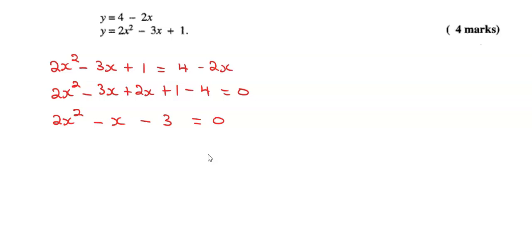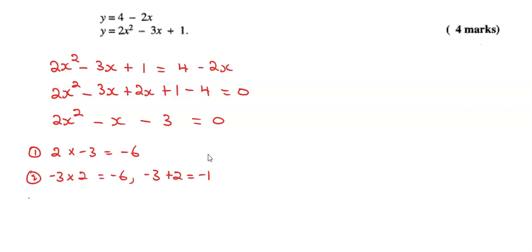So we have 2 multiplied by negative 3, and that is equal to negative 6. That is our step 1. Step 2, what two numbers multiply to give us negative 6 but at the same time add to give us negative 1? So that is negative 3 multiplied by 2, that is going to give us the negative 6, but at the same time negative 3 plus 2 is equal to negative 1.